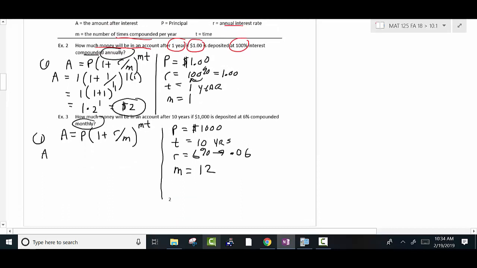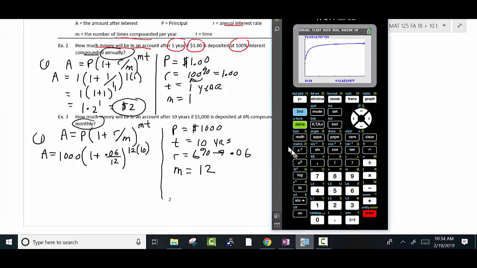So when we plug everything in, the principal is 1,000. We would have 1 plus the interest rate's 0.06, divided by 12. The exponent M is 12, and then the years is 10. So that's how that gets set up. And you can pretty well just do these problems in one step on your calculator. You don't need to do multiple steps. These are real good calculators you got, so they should serve you well.